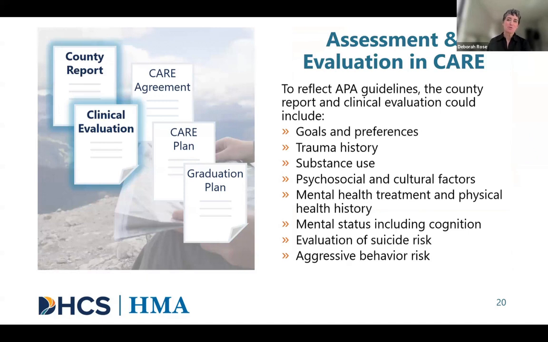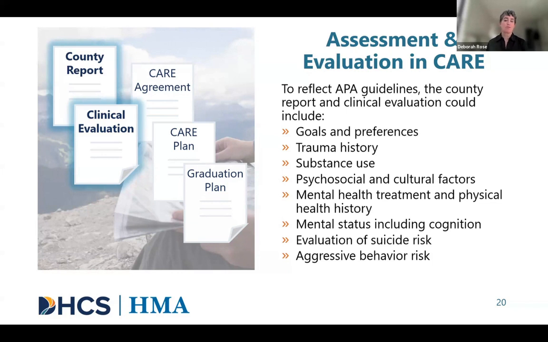Okay, I'm going to slow down here a bit. And again, there's a list on your screen, so you can take a look at that in detail later. But let's think about how APA guidelines can be applied to assessment and evaluation for care. This occurs at a couple of touch points, certainly the initial county report, later at the clinical evaluation, and both of those speak to the engagement and the eligibility for care.